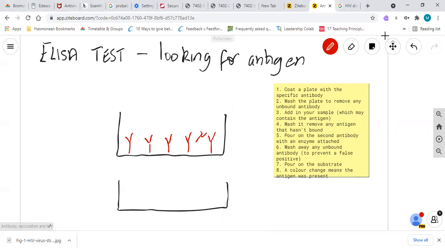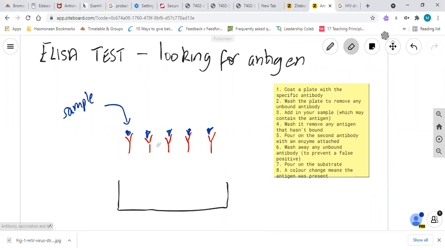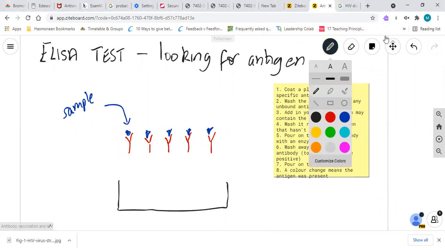Now, when we coat the plate, some of the antibody may not stick, so we need to wash it afterwards just to remove any antibodies that haven't stuck. We can then pour on the sample like so. In this particular case, I'm going to assume my person has the HIV, so the antigen is going to bind to my antibody. Again, some of it will just be sitting around and not stuck, so we're going to need to wash it to remove any that aren't. Put my tray back in again.